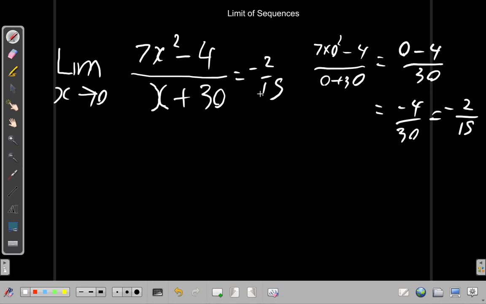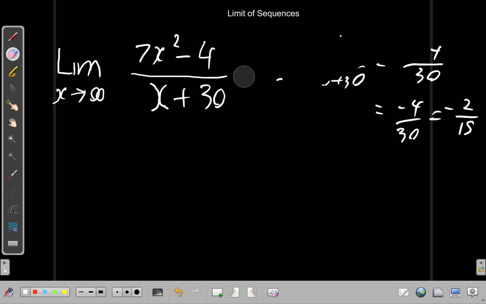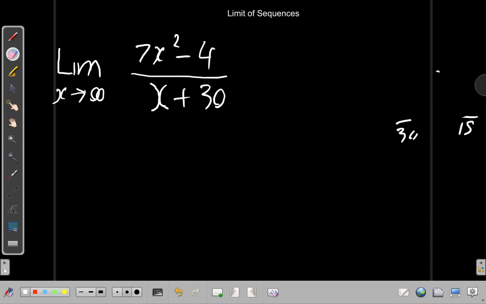We looked at this example in a previous video where we saw that the limit as x tends to 0 of this expression is negative 215. Let's change it up a bit. Suppose instead of x tending to 0, x tends to infinity. Let's erase what we have here and see what would happen as x tends to infinity.